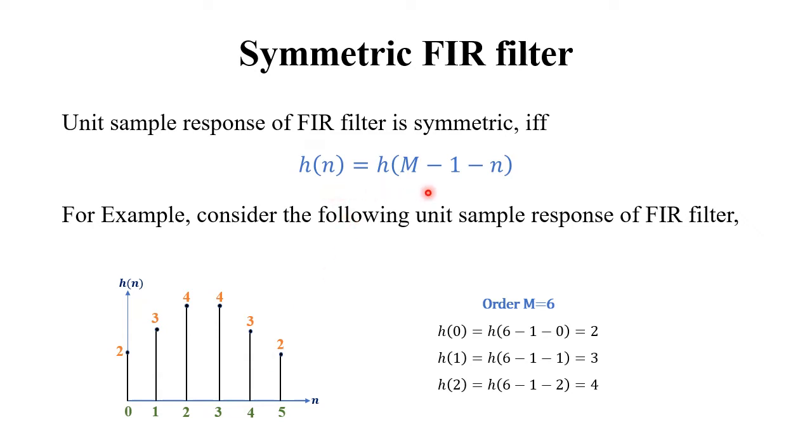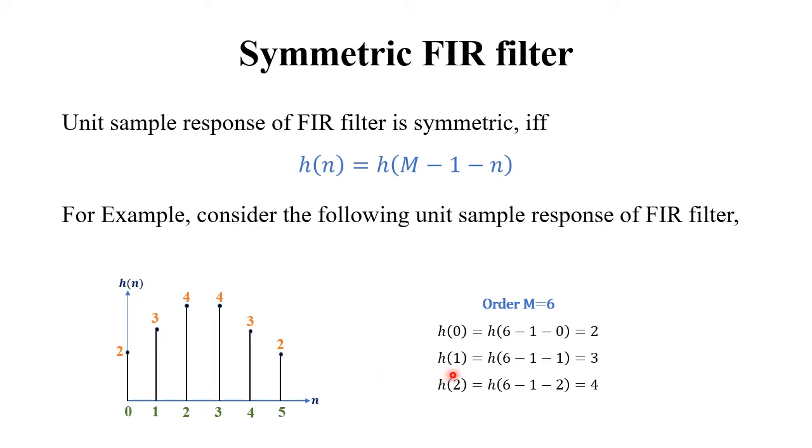Now let us apply this expression and verify whether it satisfies this criterion or not. At n is equal to 0, h of 0 will be equal to h of 6 minus 1 minus 0, since M has the value 6. If we simplify this, we get h of 5. So h of 0 is equal to h of 5, which is equal to 2. Cross-check that in this graph. So h of 0 is equal to h of 5 and its value is 2. So the criterion is satisfied.